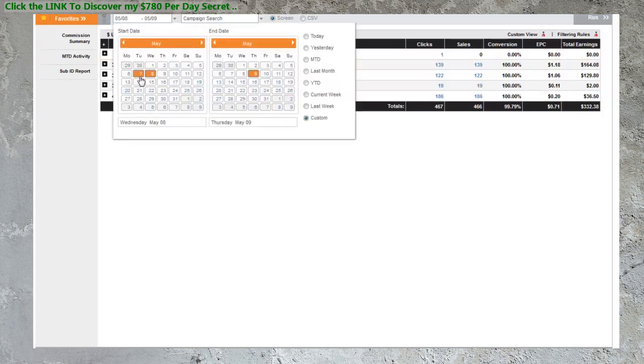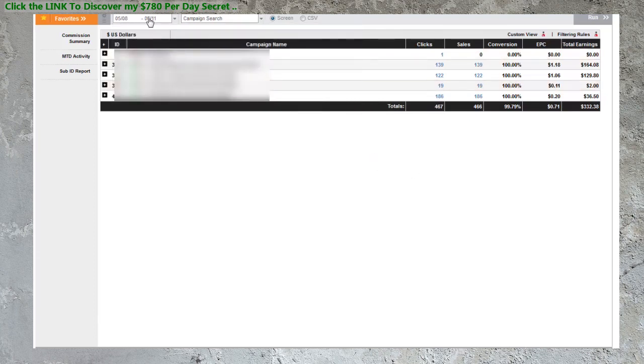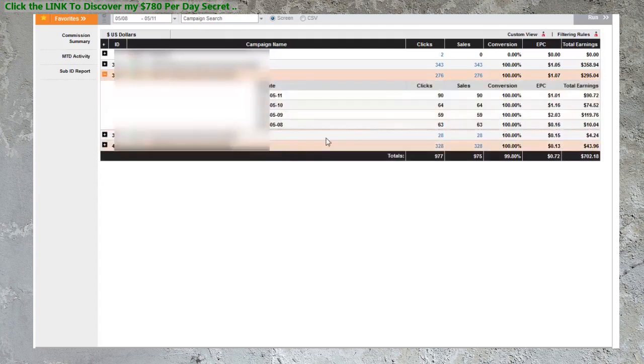Let me just adjust the dates. So I started it on the 8th. Today is the 11th, okay, so the 11th of May. I'm just going to change that, and so it's just in there right now. I'm just going to click update on this campaign. Alright, and I'll just extend this out.